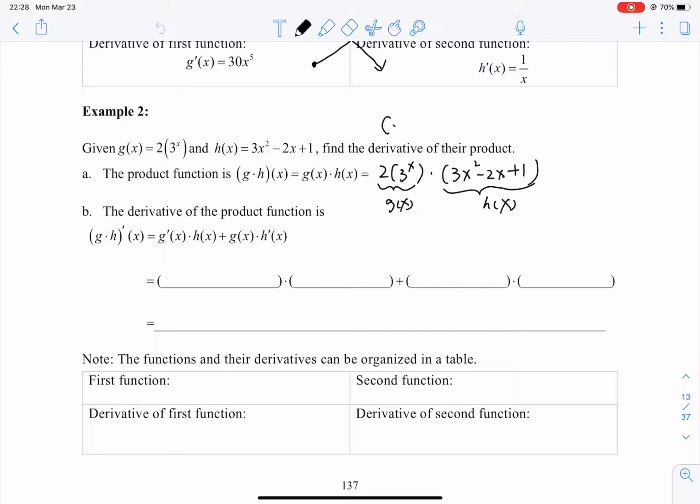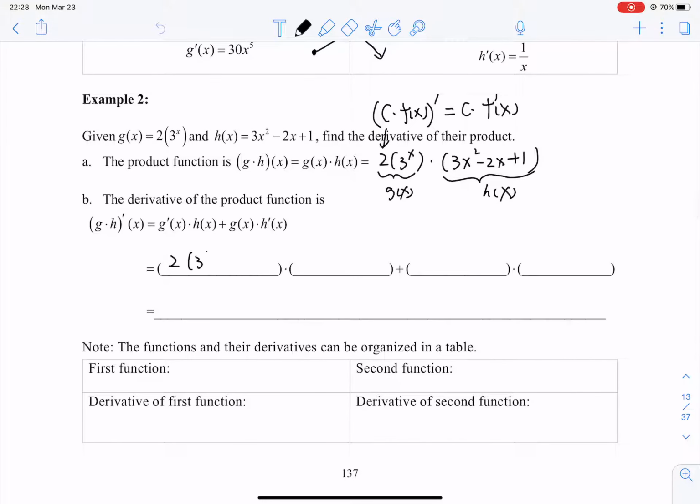Remember, c multiplied by f of x, the derivative is just c multiplied by f prime of x. Here 2 is the c, so we just keep the 2, and then multiply by the derivative of 3 to the x power. It is just 3 to the x power multiplied by natural log of 3. This is g prime of x.